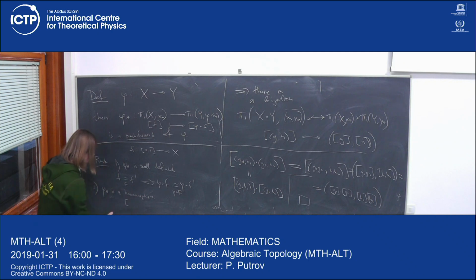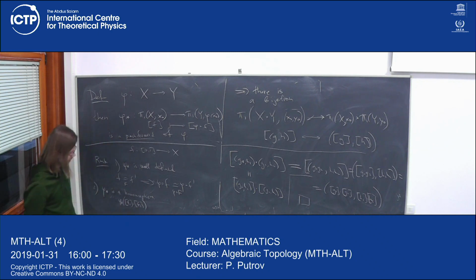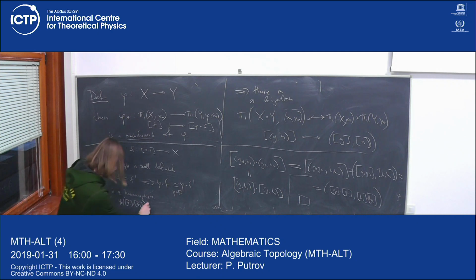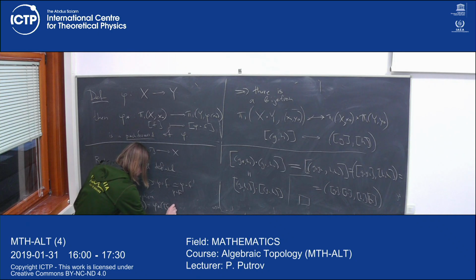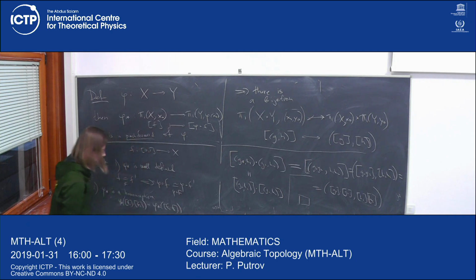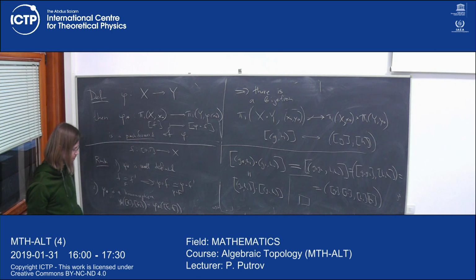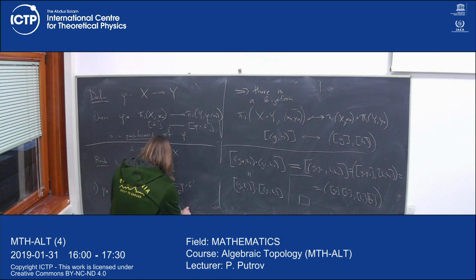So in order to show this, we want to show that phi star, if we take a product of two group elements, so by definition of the product in the pi1, we want to replace it by the class of the concatenation of two loops. And by definition of phi star, this is the same as the class of phi composed with f1 concatenated with f2.